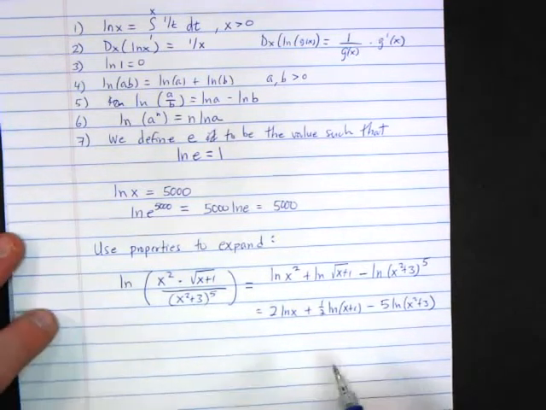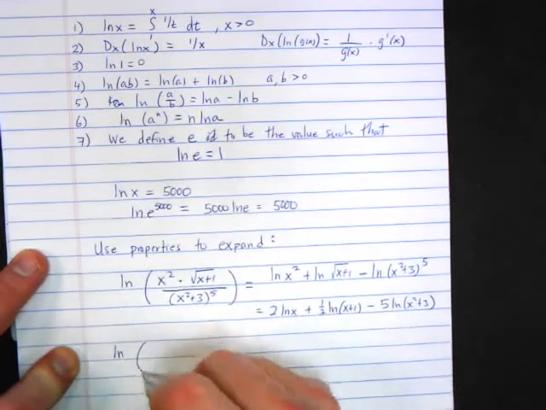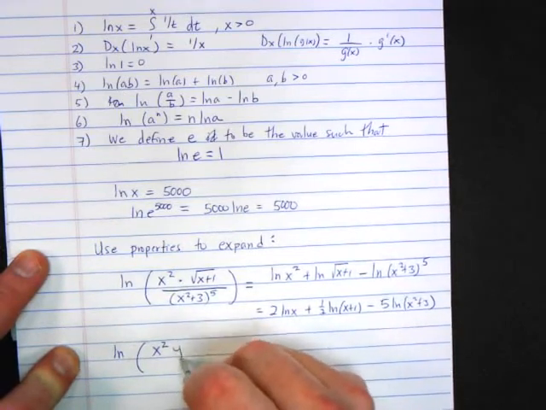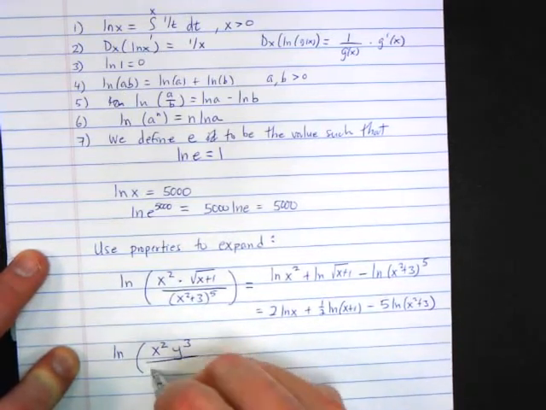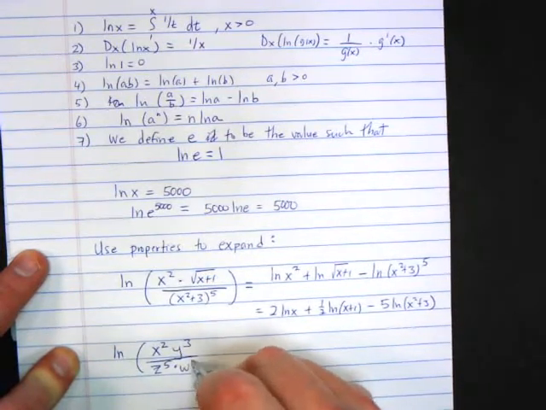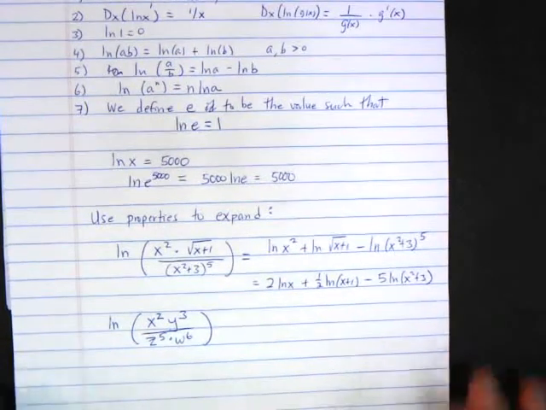All right, so here's one that will quite often confuse people. ln of, I'm just going to make it easier this time, how about x squared y cubed over z to the 5th w to the 6th. You know, don't get to use w very often. Throw in a w there. So what's going to happen?